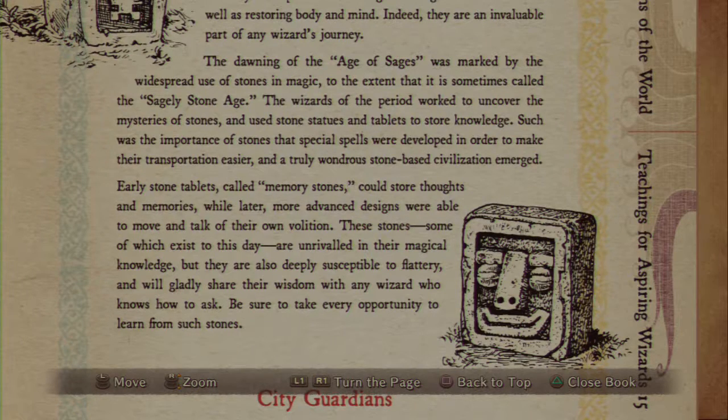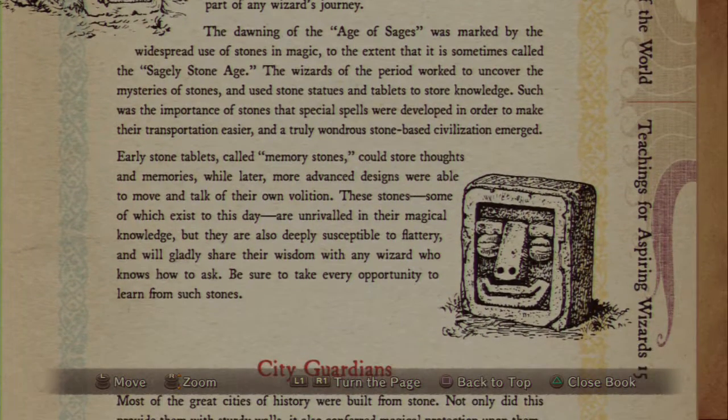The dawning of the Age of Sages was marked by the widespread use of stones in magic, to the extent that it is sometimes called the Sagely Stone Age. Wizards of the period worked to uncover the mysteries of stones, and used stone statues and tablets to store knowledge. Such was the importance of stones that special spells were developed in order to make their transportation easier, and a truly wondrous stone-based civilization emerged.